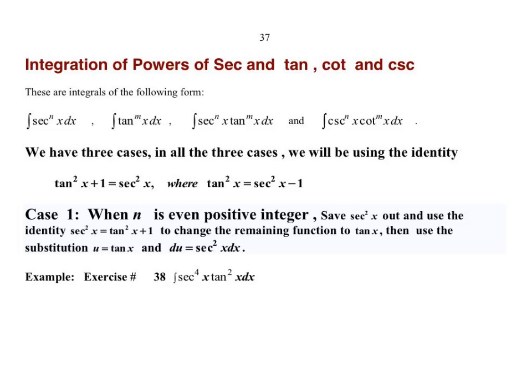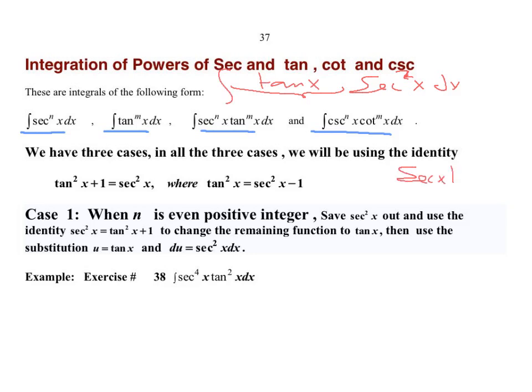Now this is integration of powers of secant and tan, or cotan and cosecant, which are of these forms. The technique is similar to powers of sine and cosine, except here we are going to save out the secant square x, which is the derivative of tan, so we are going to change the remaining function into tan and integrate using u and du. Or we are going to save a secant tan out, and this is the derivative of secant, so we are going to change the remaining function into something to do with secant, and integrate.